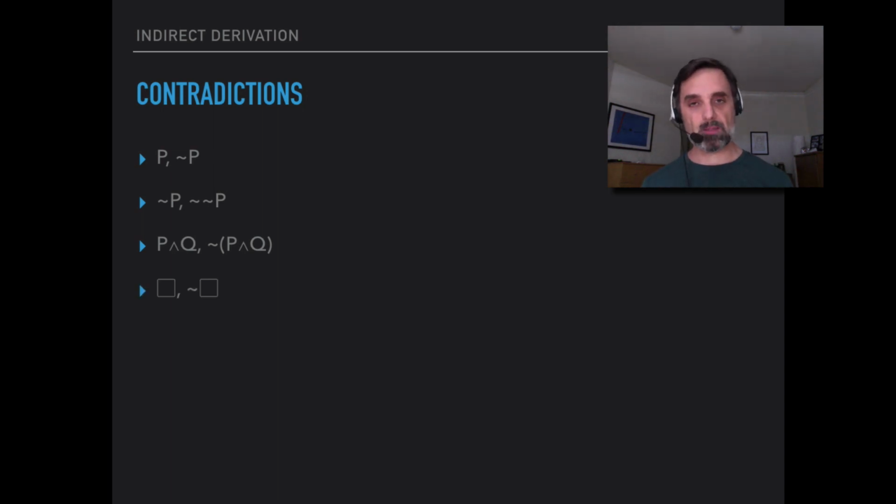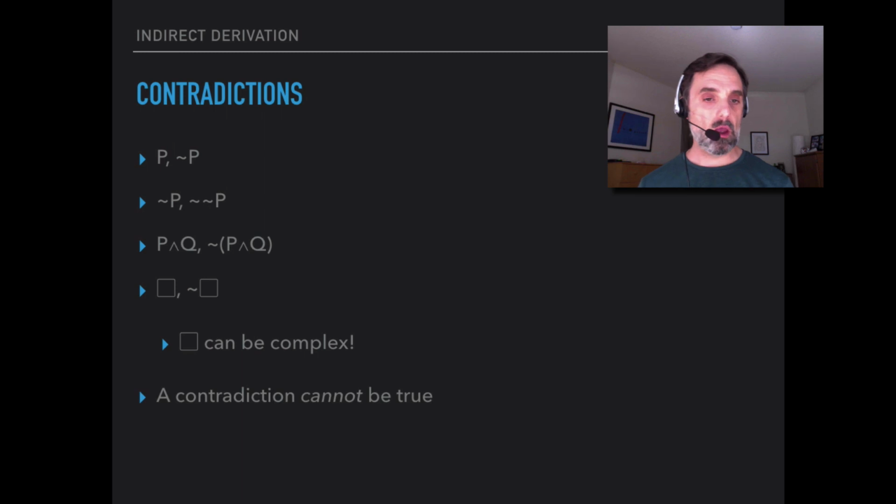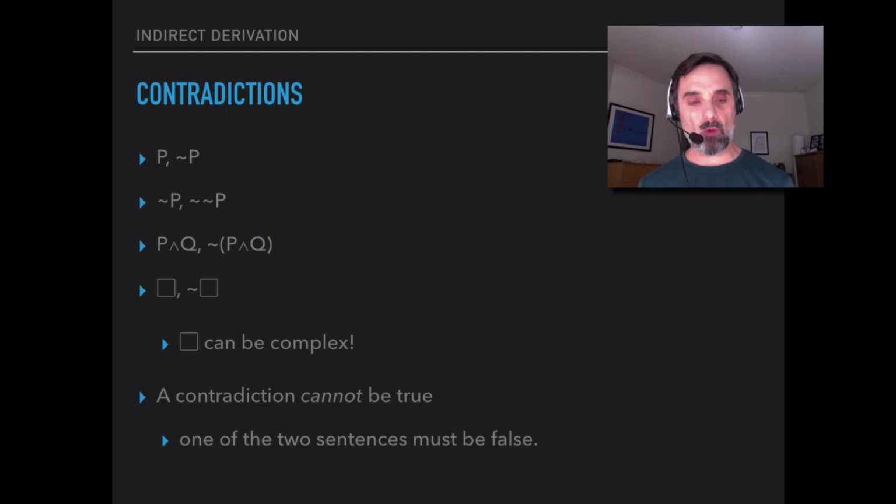Whenever we have a sentence box and then box with a negation in front of it, the negation of box, we have a contradiction. And box can be complex. In our first example, box is just P. But in the second and third examples, box is not atomic, it's complex. In the second example, box is negation P. In the third example, box is P and Q, the conjunction of P and Q. A contradiction cannot be true. One of the two sentences in the contradiction must be false. That's the important fact about contradictions that makes indirect derivation a valid way of establishing an argument.